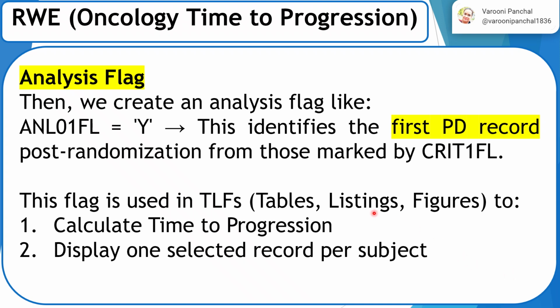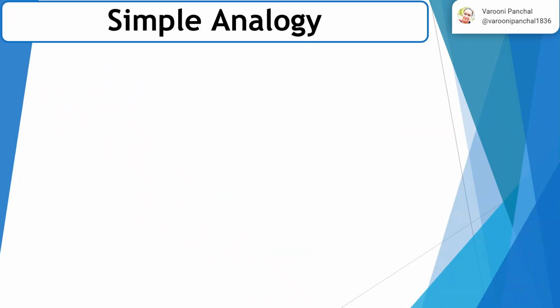Analysis flag. Once we create the criterion flag, then we create an analysis flag. Say I give analysis flag equal to Y. This identifies the first progressive disease record post randomization from those marked by the criterion flag. So first I use the criterion flag, and after that I use the analysis flag, identifying the first patients who got the response. This flag is used in tables, listings and figures to calculate time to progression, and it displays one selected record per subject.